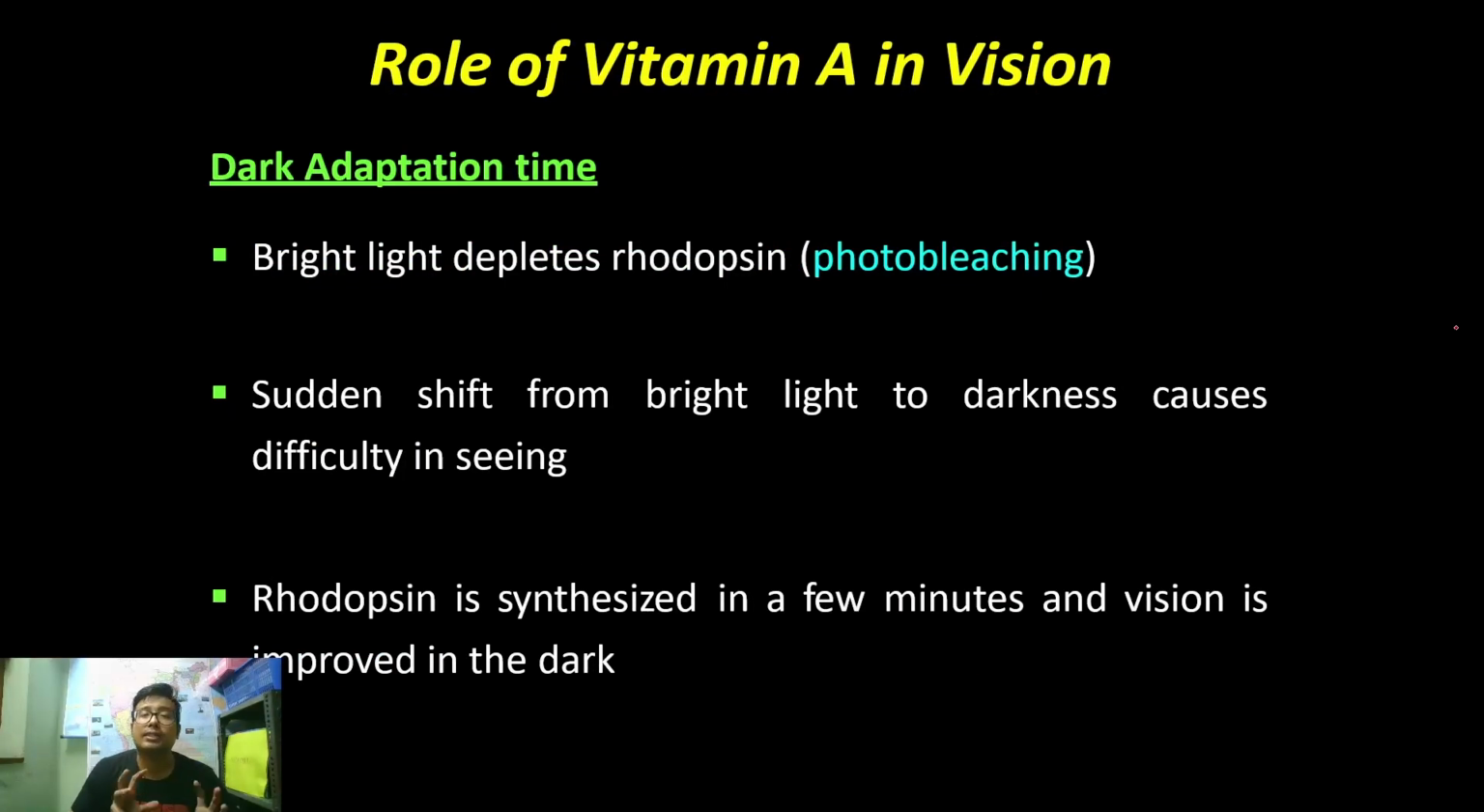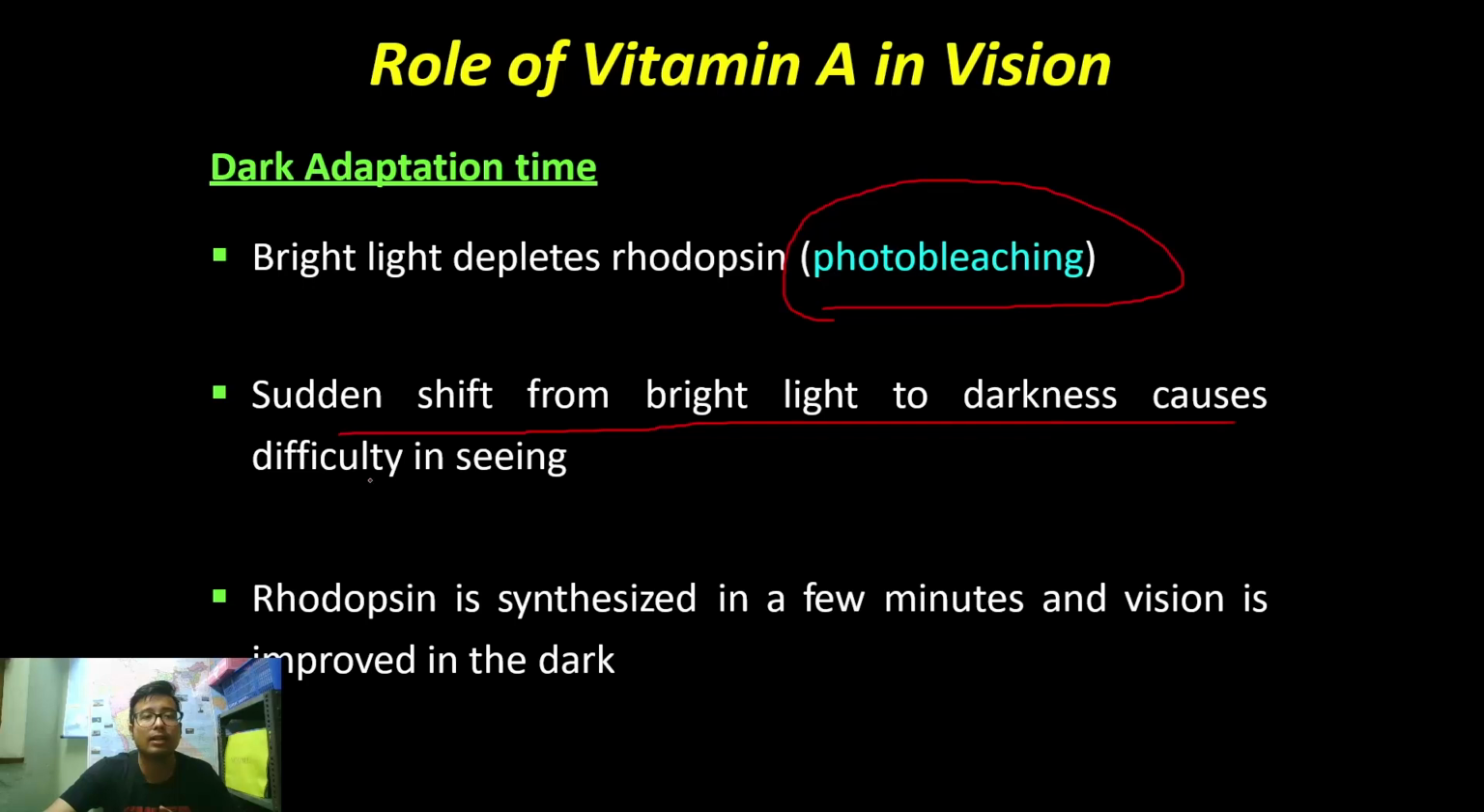So what I just told you is nothing but dark adaptation time, because bright light depletes rhodopsin. It is known as photobleaching. If you give sudden exposure to light and then make it pitch black, we will not be able to see. So a sudden shift from bright light to darkness causes difficulty in seeing. Rhodopsin is synthesized in a few minutes and the vision is improved in the dark.